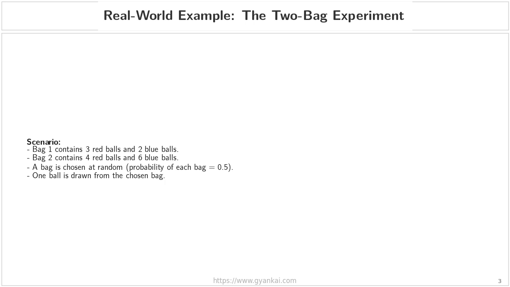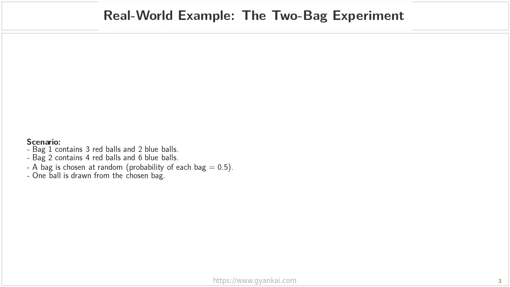Real-world example: the two-bag experiment. Now that we understand the theory behind non-equally likely outcomes, let's put it into practice with a concrete example. This is where the concept really comes to life. Take a look at this scenario.